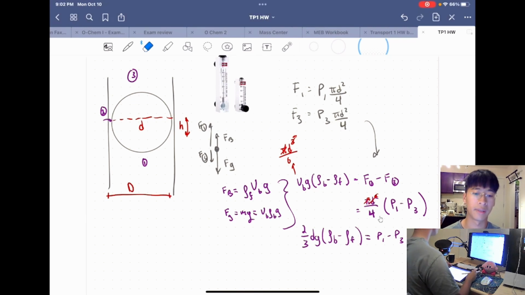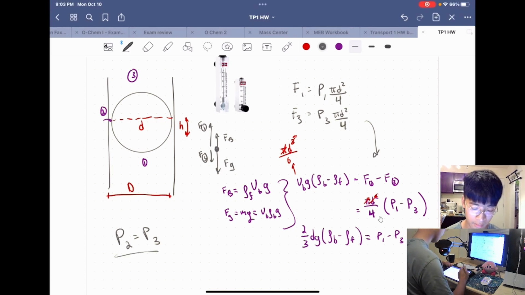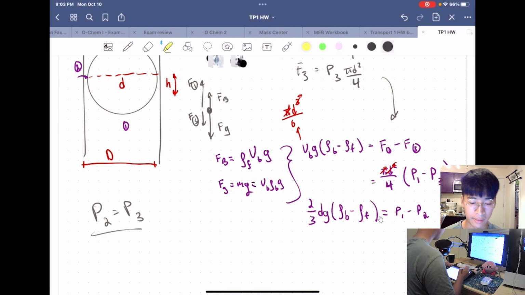In other words, you'll recall that a sudden expansion means that there is no pressure recovery. Therefore, the pressure at 2 is equal to the pressure at 3. Pressure at 2 is equal to pressure at 3. So we can then go down here and rewrite this as P1 minus P2. That's a very good expression that we're going to use later on. Okay?